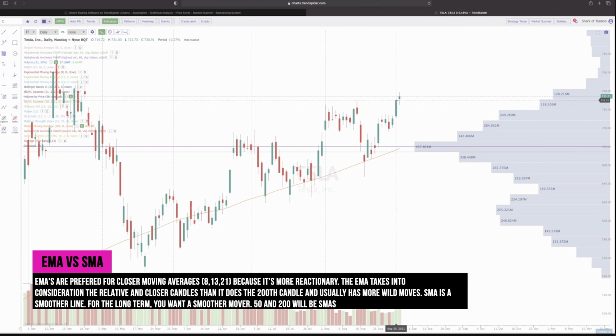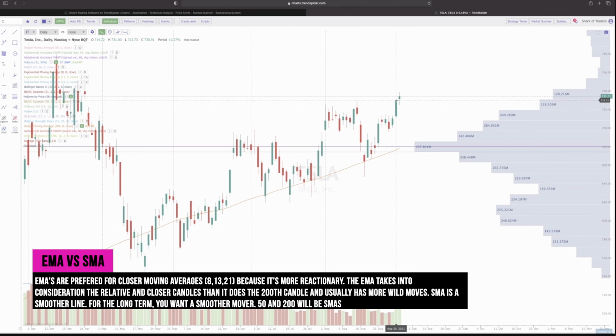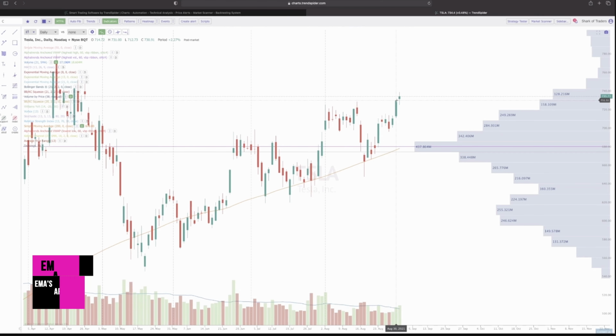So the EMA actually has more wild moves, because it takes into account short-term price action, where the SMA is much more of a smoother line, a smoother mover, let's say. For the long term, I'm okay with the smoother mover. I want to catch the short-term price action, so my short-term moving averages are the EMA, because I want all of this taken into consideration and weighted heavier than my 200-day.